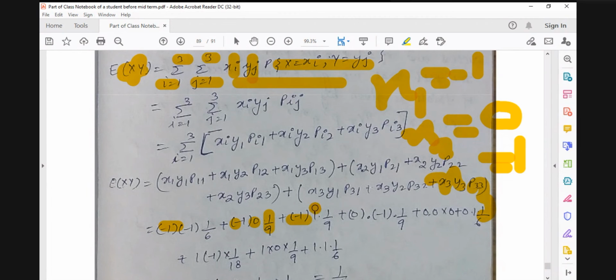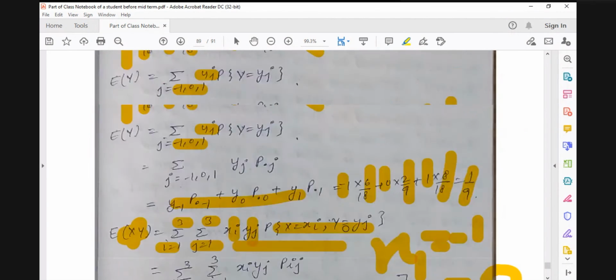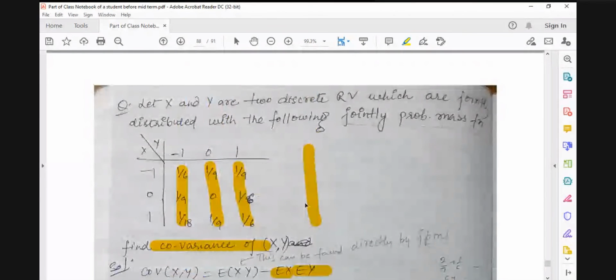Minus 1 into 1, probability that x equal to minus 1 and y equal to 1, that is 1 by 9. And these are the probabilities we are writing from the joint probability mass function table. You can see that if x is minus 1 and y is 1, then the probability is 1 by 9. You can see here, x is minus 1, y is 1, and the probability is 1 by 9.